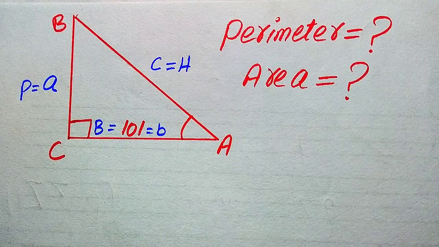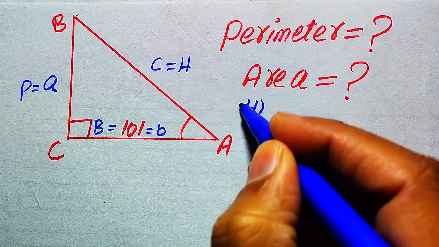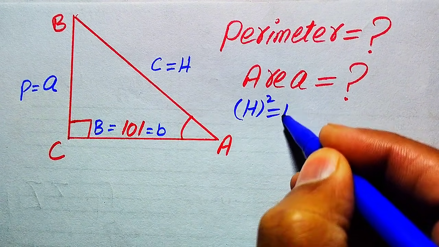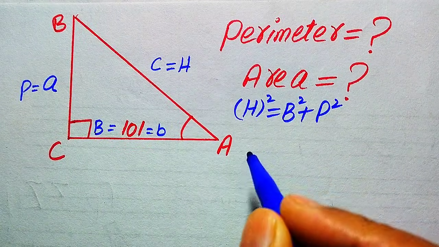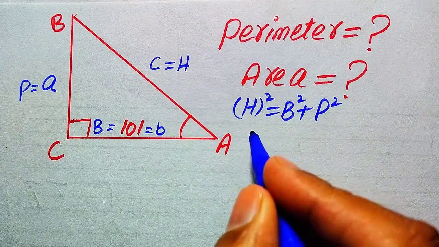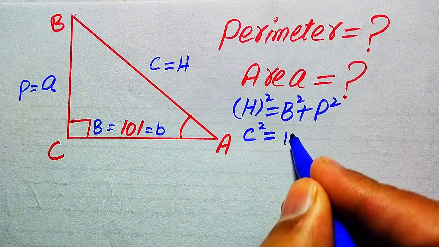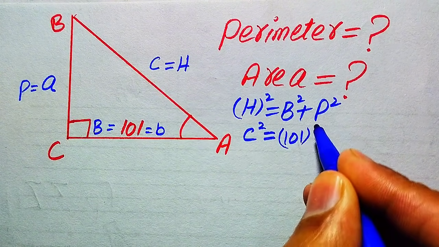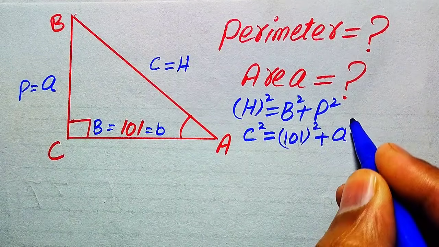because this is a right triangle and the Pythagoras theorem holds, and you know about that. The Pythagoras theorem is stated as hypotenuse square equals base square plus perpendicular square. The value of the hypotenuse is c, so it will become c square. The value of the base is 101 square. The value of the perpendicular is a square.